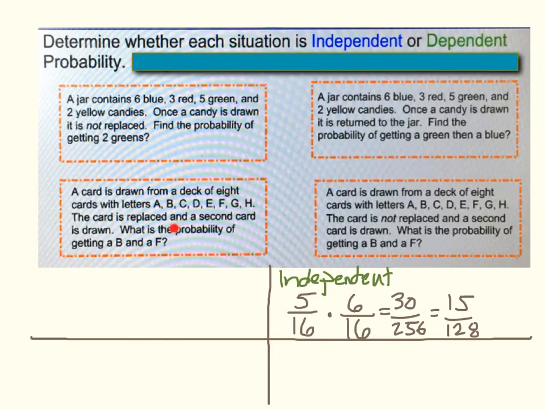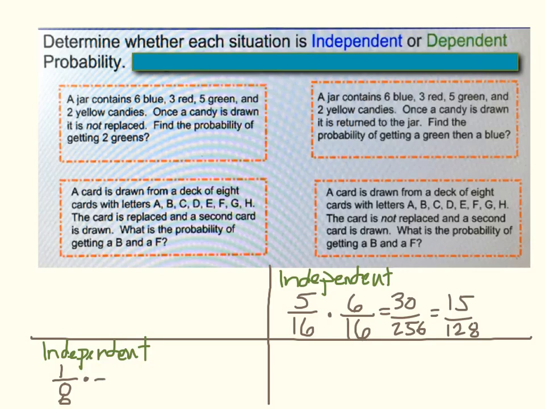Now let's look at this example. A card is drawn from a deck of 8 cards with letters A, B, C, D, E, F, G, and H. The card is replaced and a second card is drawn. So we know we definitely have an independent event. What is the probability of getting a B and then an F? Well, how many cards are there? There's a total of 8 cards. And how many of them are B's? Well, there's only one that is a B. And then that card is replaced.